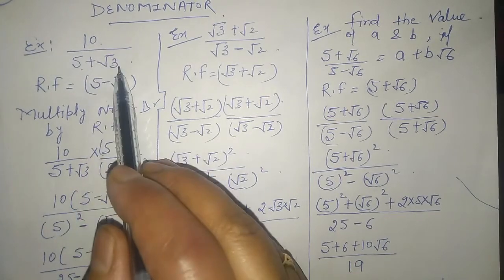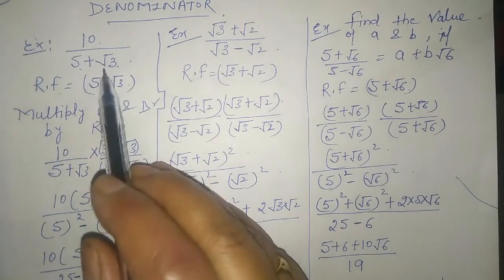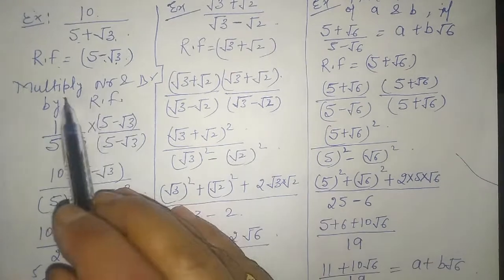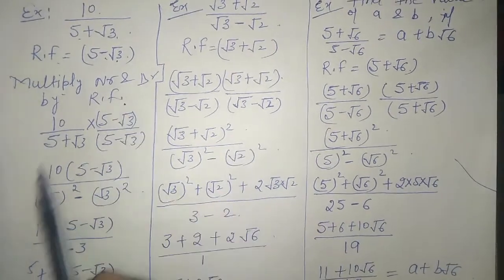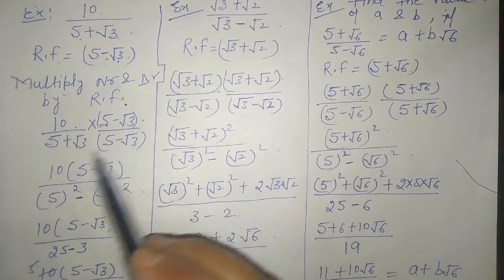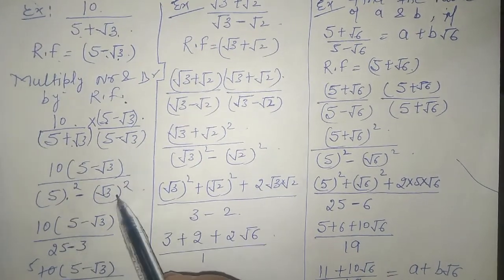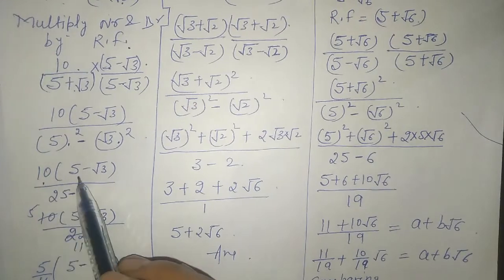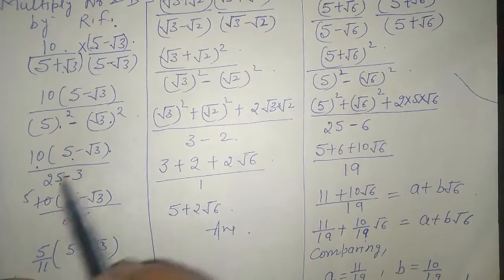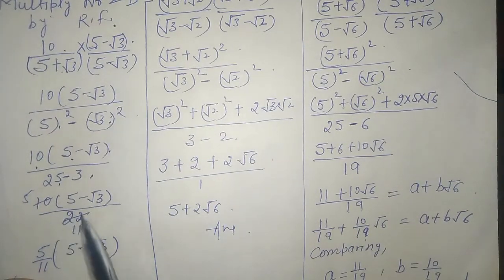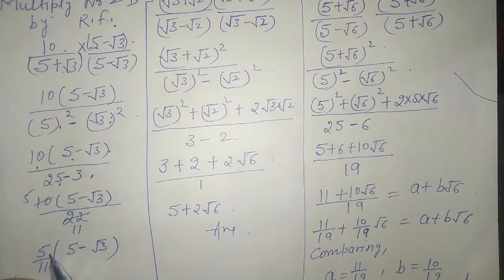10 upon 5 plus root 3. The rationalizing factor is 5 minus root 3. Multiplying numerator and denominator by the rationalizing factor. So this is 10 into 5 minus root 3. In the denominator we are having both the signs plus and minus. So a square minus b square. It becomes 10 into 5 minus root 3 upon 25 minus 3. So it becomes 22. So this can be cancelled out by 2. It becomes 5 upon 11 into 5 minus root 3.